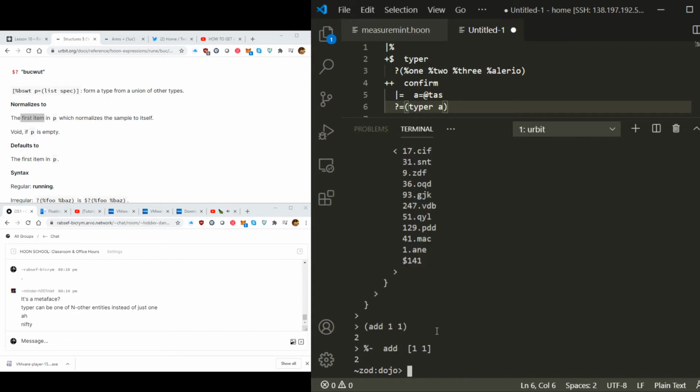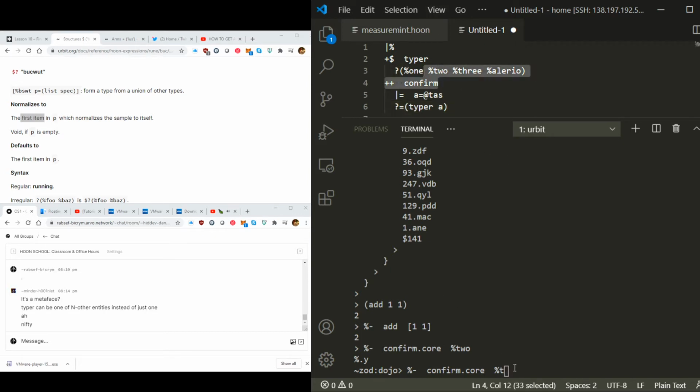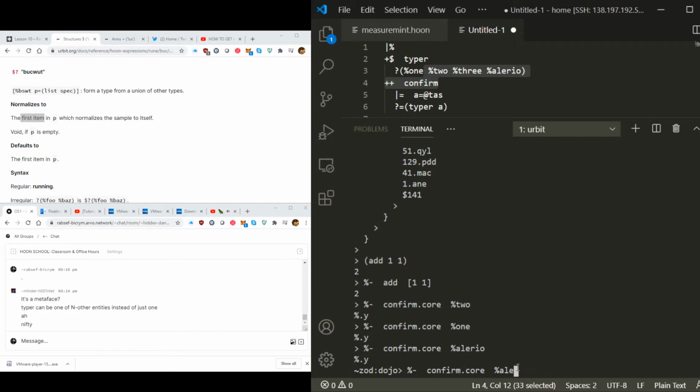Okay, so we can senhep it, and we can say senhep gap confirm dot core gap 2, and we'll get a yes. Note these types here. This is what we're looking at. If we did 1, we get a yes. If we do Alario, we get a yes. But if we do 4, we get a no.